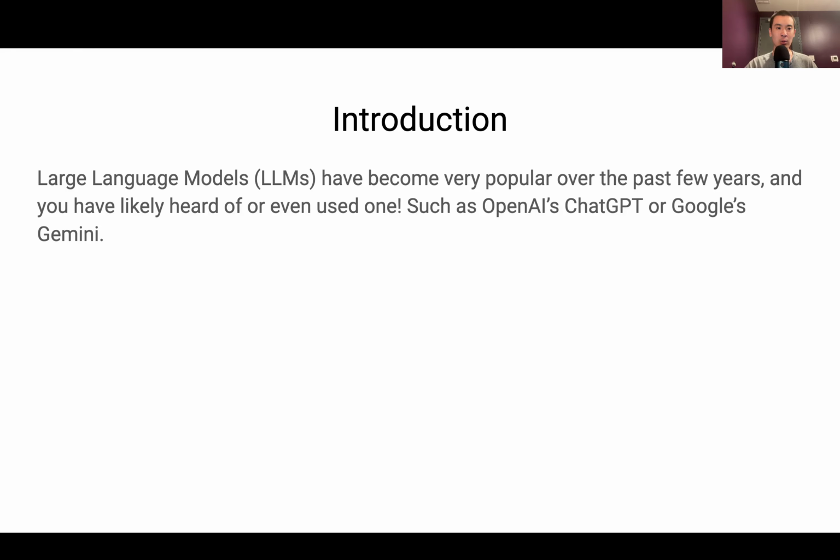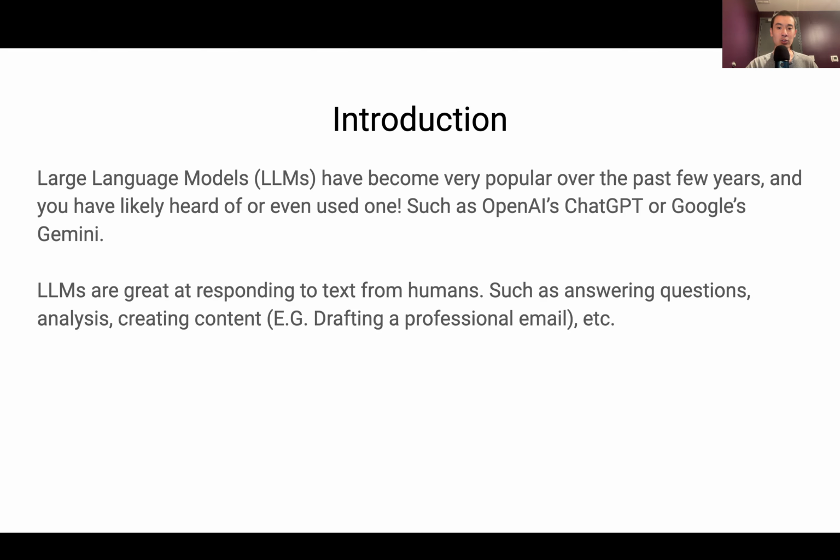Large language models, or LLMs, have become very popular over the past few years, and you have likely heard of or even used one, such as OpenAI's ChatGPT or Google's Gemini. As you've probably seen, LLMs are great at responding to text from humans, such as answering questions, analysis, and creating content, like maybe you tell it to draft a professional email for you.